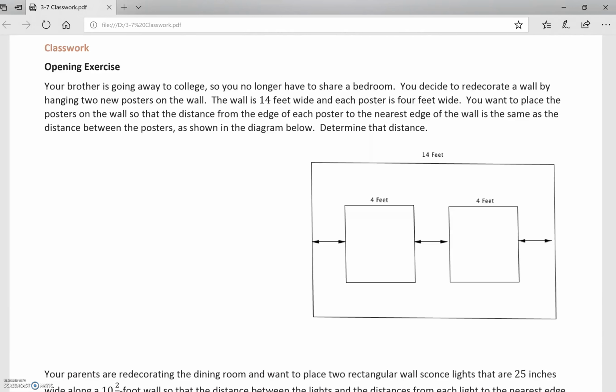Okay, at this point we have already done some example equations, and then we did an example story problem. So we're going to take a look at probably 3 questions here in this video, and then I'll let you know which ones to try before we do our quizzes. So let's look at the opening exercise.